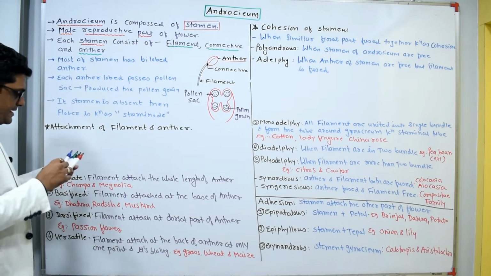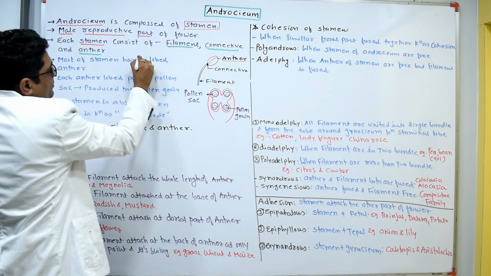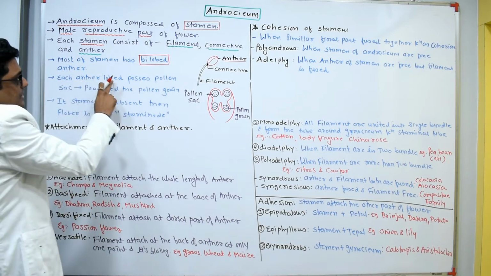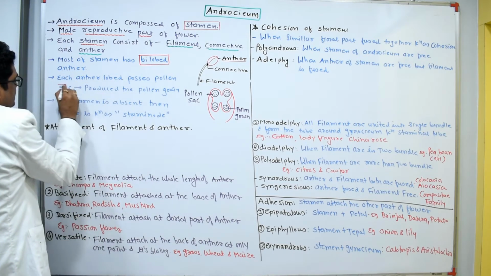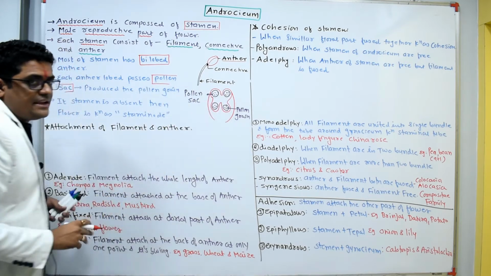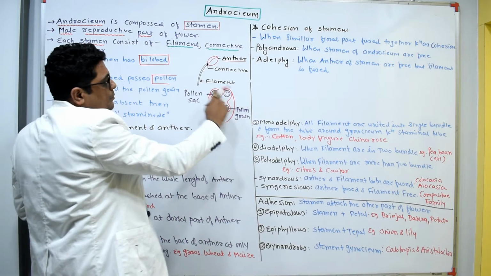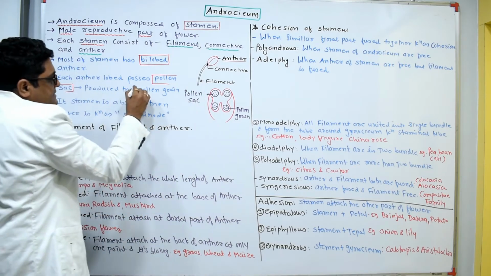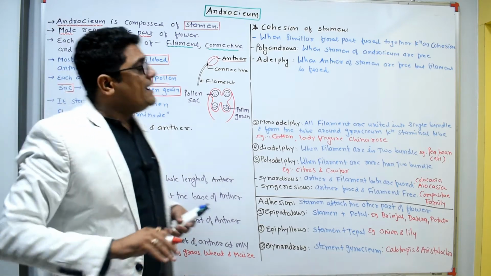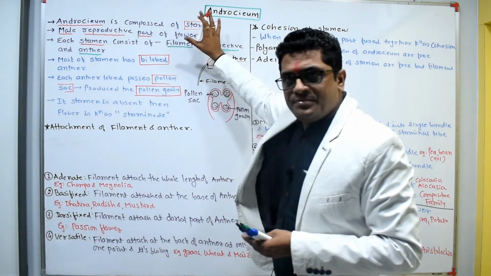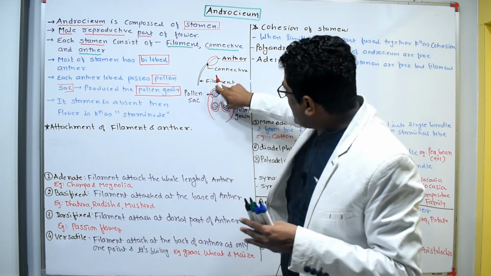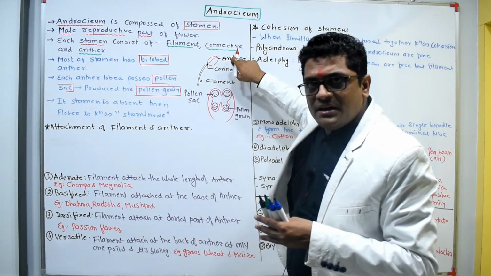So the androecium is composed of the stamens. It is the male reproductive part. Each stamen consists of the filament, connective and anther. Each anther is bilobed and possesses pollen sacs, and inside the pollen sacs are the pollen grains. Sometimes in some flowers, if the stamen is absent, then it is known as a staminode.